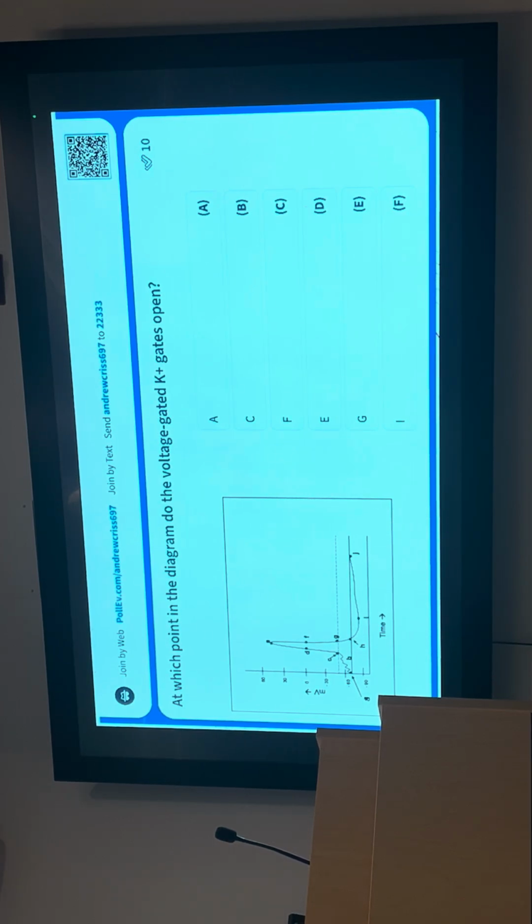Okay, so definitely review this graph, guys, because I can ask a lot of questions about this. All right, anybody else? There's only 10 answers. Everybody take a stab at it. Give another minute. Okay, which point do the voltage-gated potassium channels open?